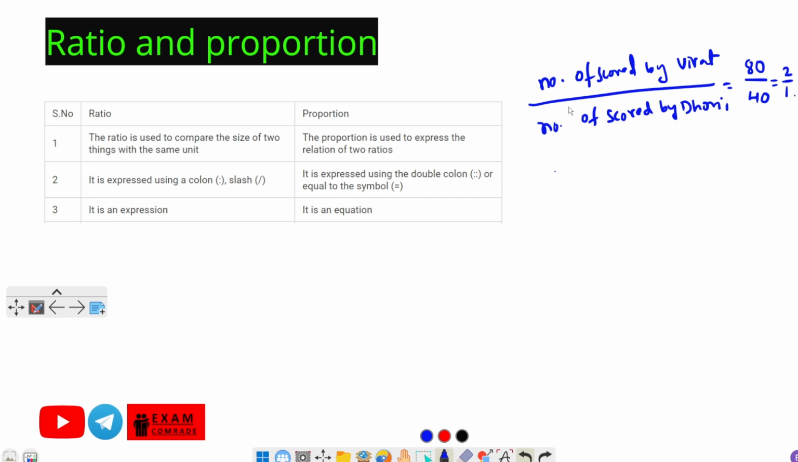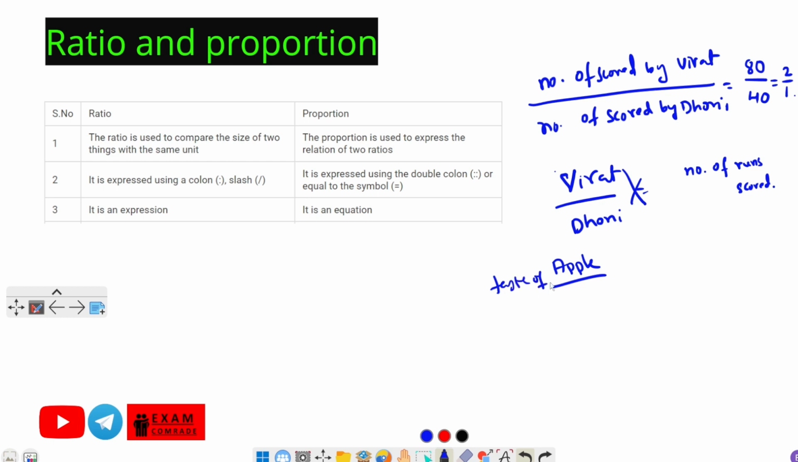It should be noted that it is used to compare only two similar things. You cannot compare Virat to Dhoni. You can only compare number of runs scored by both the players. Similarly, you cannot compare taste of an apple to taste of orange. But you can always compare number of apples to number of oranges. Ratio is used to compare the size of two things with the same unit.